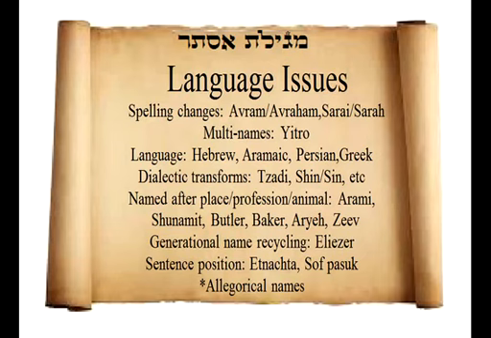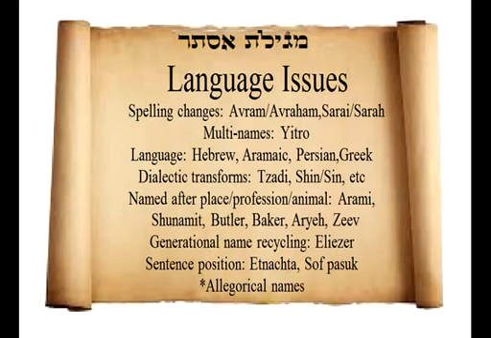We also have people who are named after their professions. So in the story of Joseph, we have the butler and the baker. We never learn what their names are, but we only refer to them by their professions. The next category is names that are after an animal. So we might have Aryeh, meaning a lion, or Ze'ev, which are names in Hebrew.